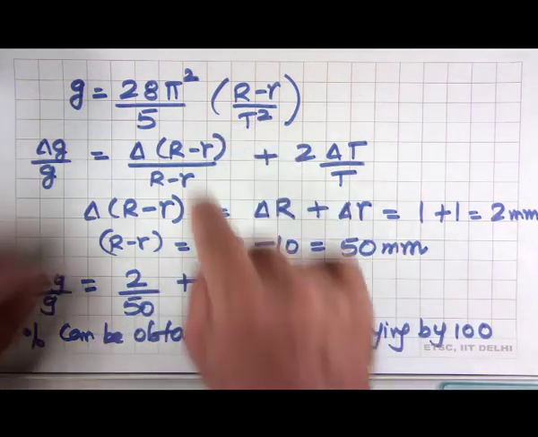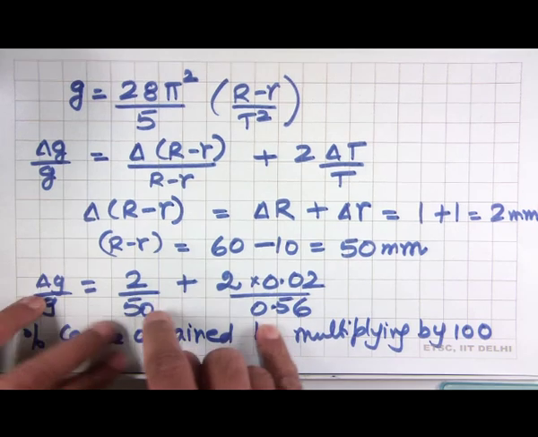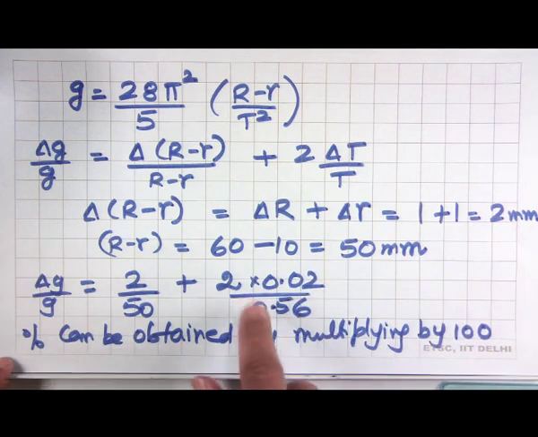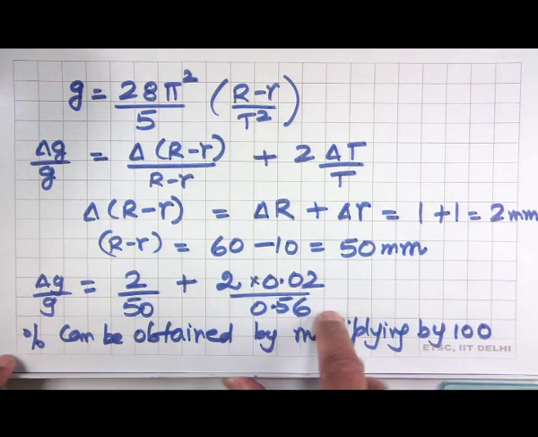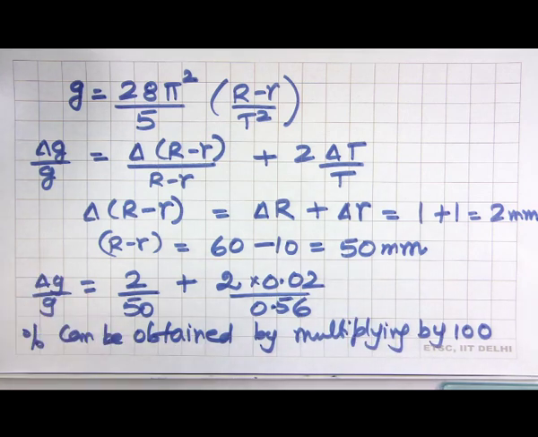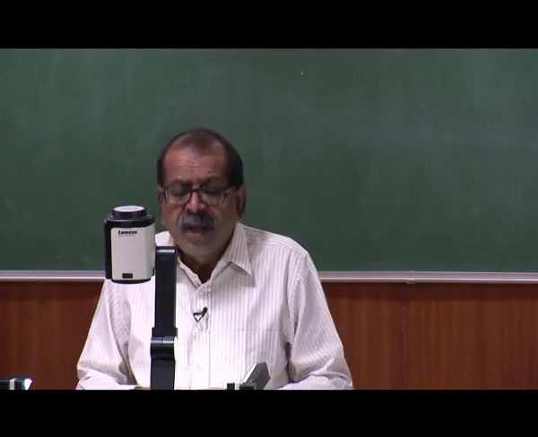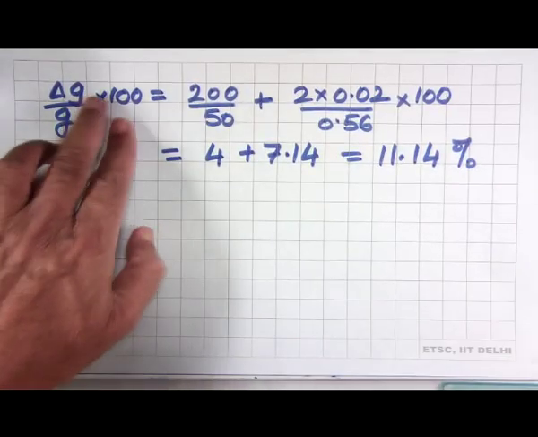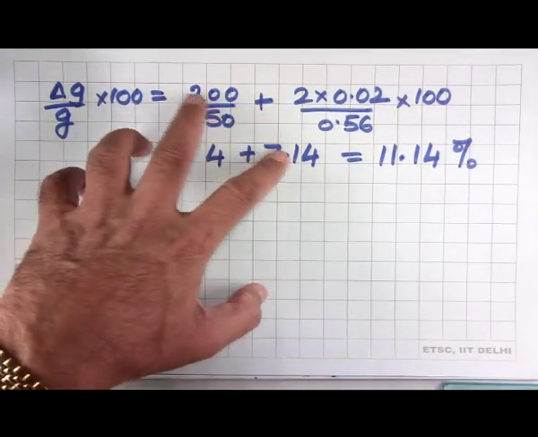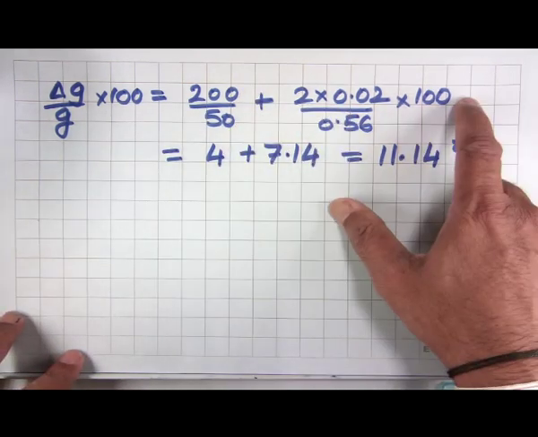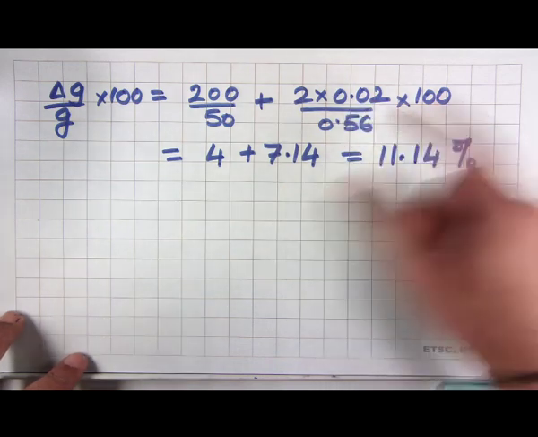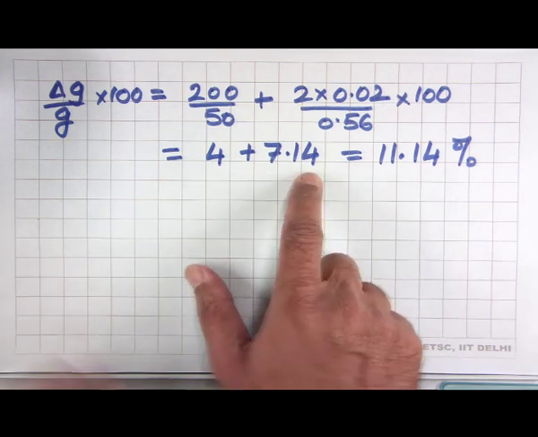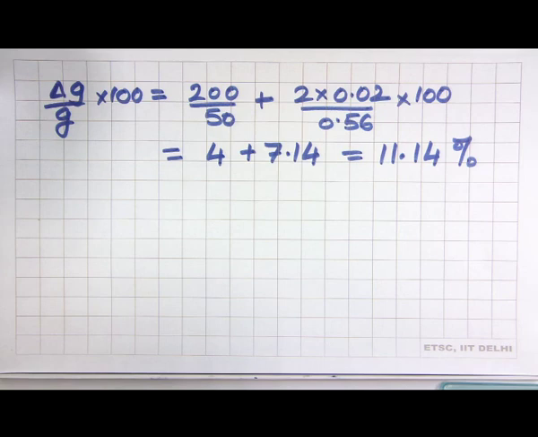So, we will put this in. Delta of R minus r by R minus r will become 2 by 50, and then we have 2 times delta t by t, which we have already calculated. So, that becomes 2 times 0.02 by 0.56. This gives us the relative error in the value of gravity. Now, if we have to obtain a percentage of this, we can multiply by 100. So, we multiply both sides by 100, and delta G by G into 100 will be: the first number becomes 200 by 50, and the second number, which we calculated as 3.57, we multiplied by 2 and by 100. So, we get 4 plus 7.14. So, the percentage error is 11.14%.